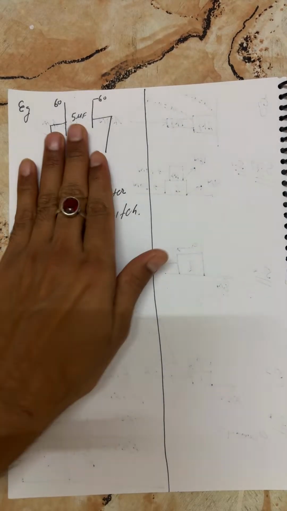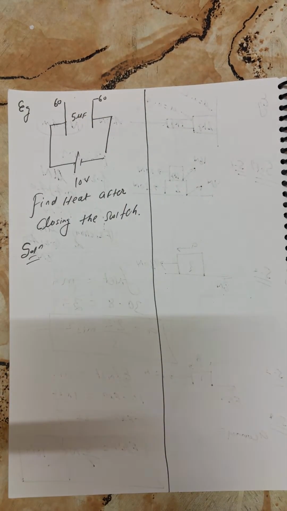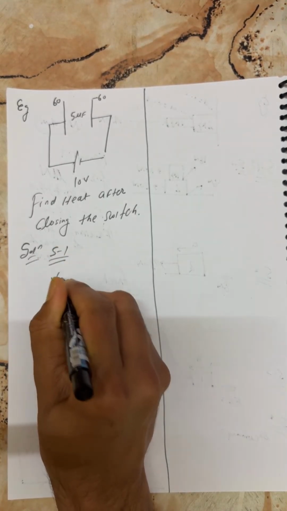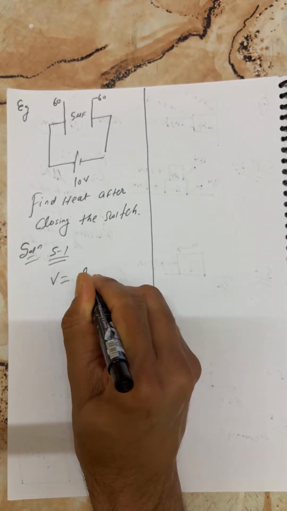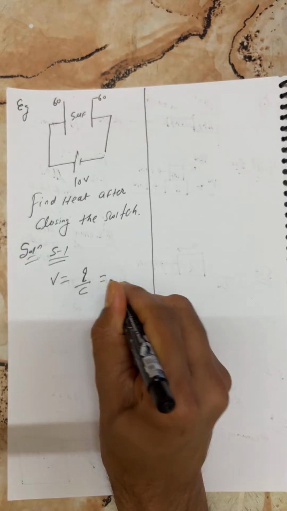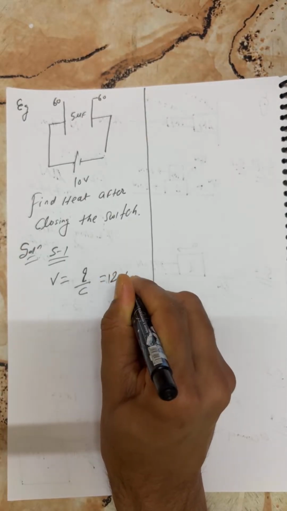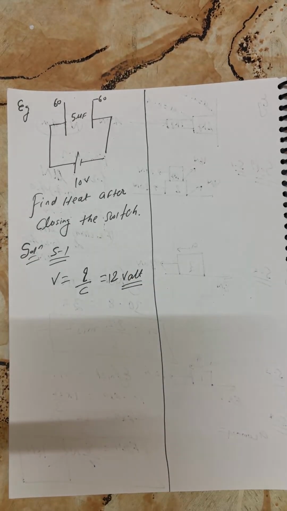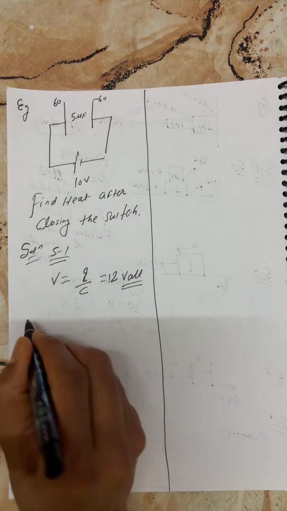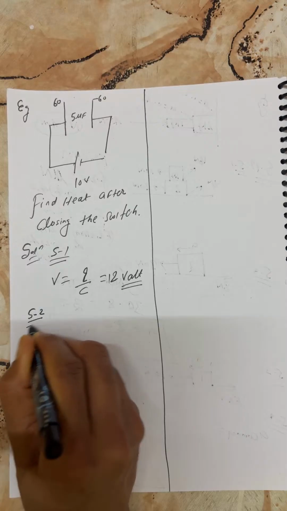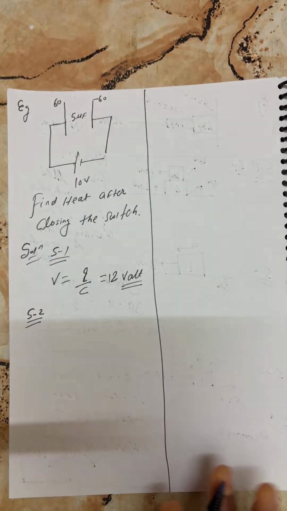Beta, charge is already mentioned here, so we can find the potential first. In step 1, what is the potential? Q by C. So 60 by 5 here. You can see this is 12 volt. Okay. Now students, for step 2, no need to disturb this one here, let it be.